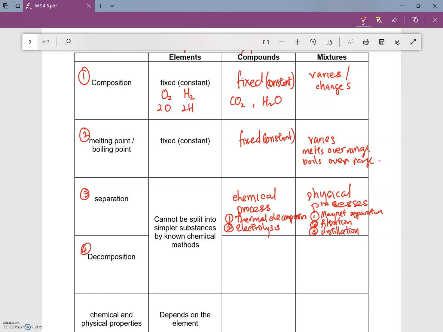In terms of decomposition, it's not applicable for mixtures because you can't really decompose them. But for compounds, yes, you can decompose them, which means to break them down. So what processes do you use? As mentioned above, thermal decomposition. The other one you can use is also electrolysis.